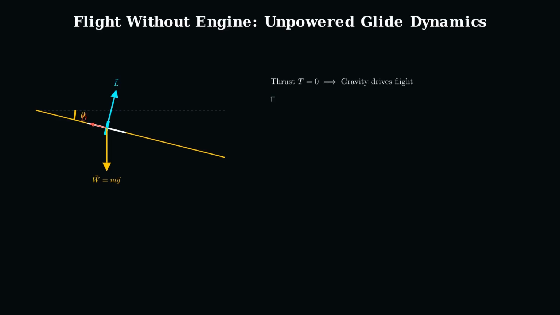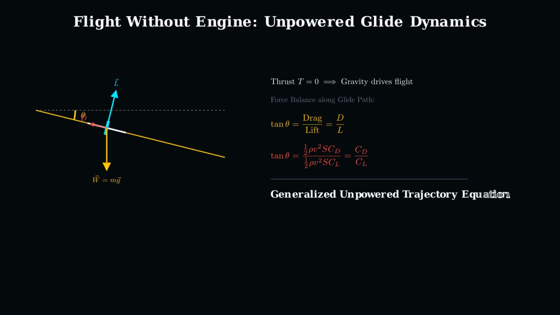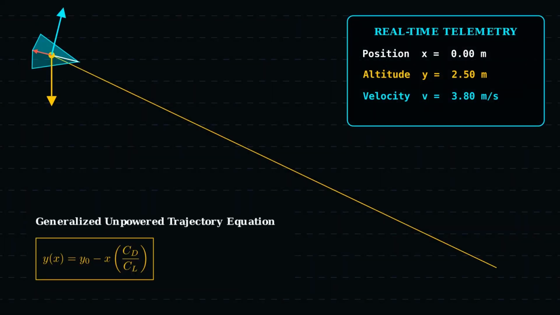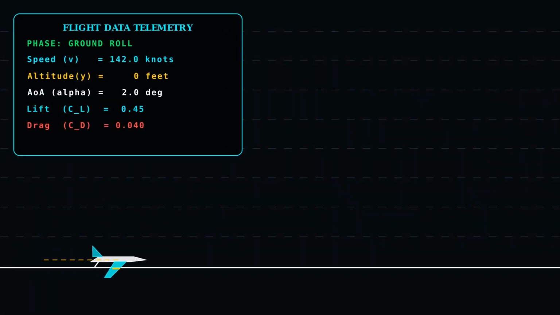If we solve the force balance along a glide path, the tangent of the glide angle theta equals drag divided by lift, which simplifies directly to the coefficient of drag divided by the coefficient of lift. This gives us the ultimate generalized trajectory equation for any unpowered flying object. Height y as a function of horizontal distance x equals initial height y0 minus x times the quantity, coefficient of drag divided by coefficient of lift. Finally, we can see how to achieve takeoff and landing by adjusting the parameters of an aeroplane.